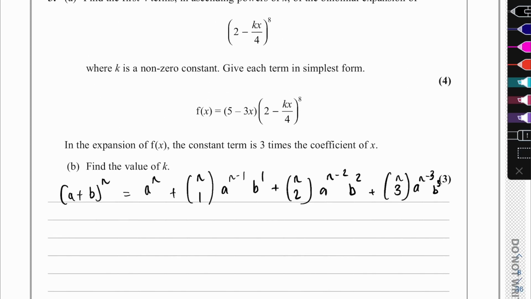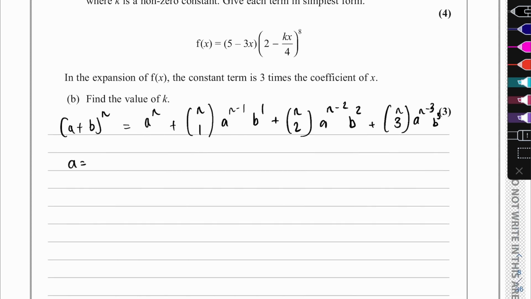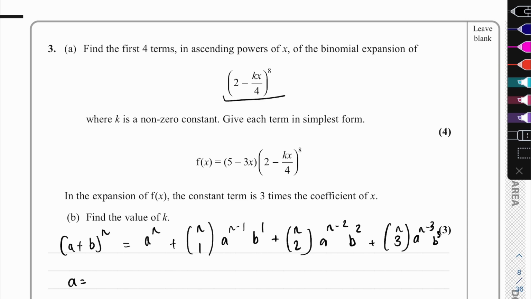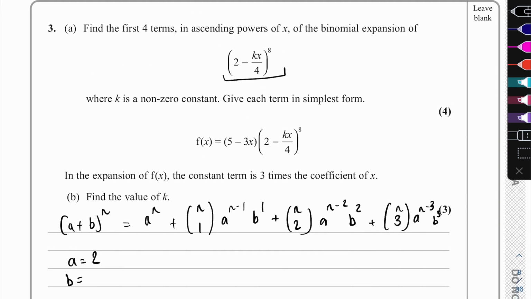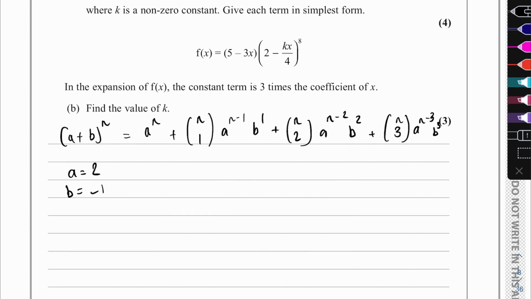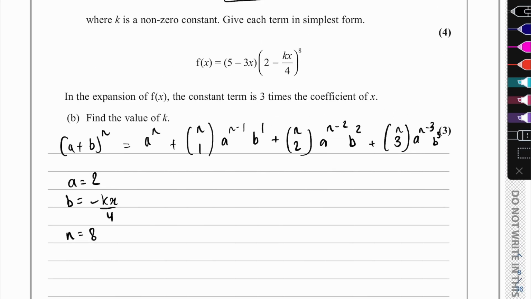Alright, in this case, now let's figure out what our a, n, and b values are. Our a in this binomial expansion is 2. Alright, what about our b? Our b is minus kx over 4. And what's our n? n equals 8. So now let's substitute it.